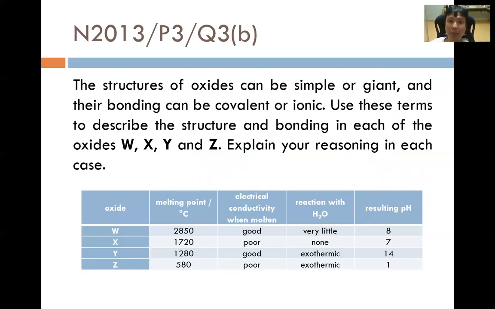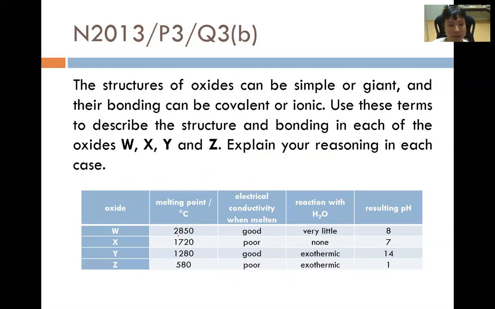November 2013, paper 3, question 3b. The structures of oxides can be simple or giant, and their bonding can be covalent or ionic. Use these terms to describe the structure and bonding in each of the oxides W, X, Y, and Z, and explain your reasoning in each case.